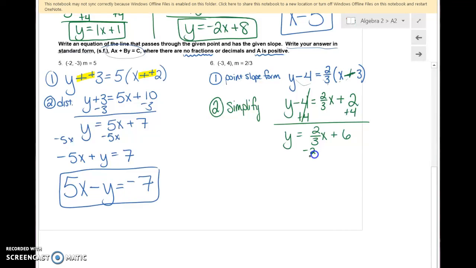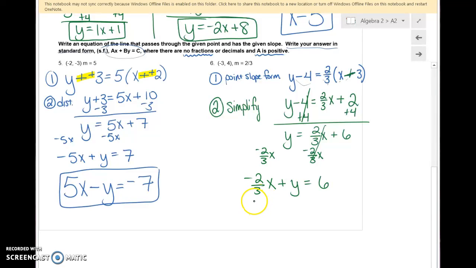The next step is to get the x over to the left side. So subtract 2/3 x on both sides. So we have negative 2/3 x plus y equals 6. This is looking like it's in the right order.